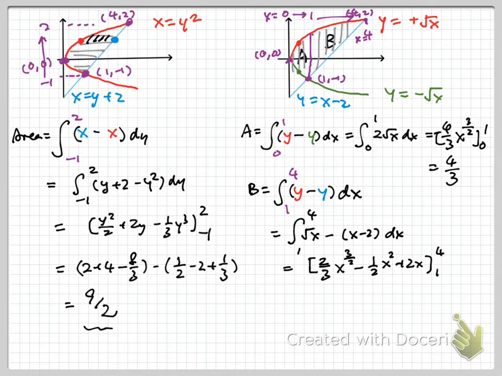So finally, we add up the two answers together. This is 19 over 6, I suppose. And then we add them up together. The final answer, A plus B, it is the same 9/2.